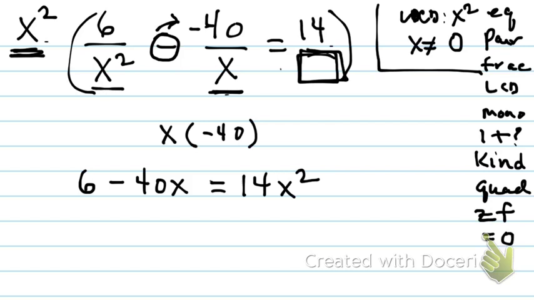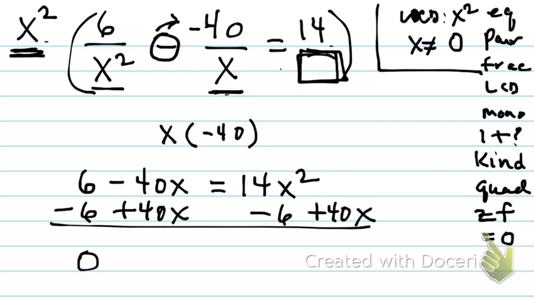No. I could move this 14x squared over there, but if I do that, I'm going to do it by subtracting, which is going to make it negative. Or I could move the 6 and the negative 40x. Which one do you want to move? I would, because it keeps the x squared positive. You're going to have to rewrite it anyway, so who cares? It's not that much to rewrite.